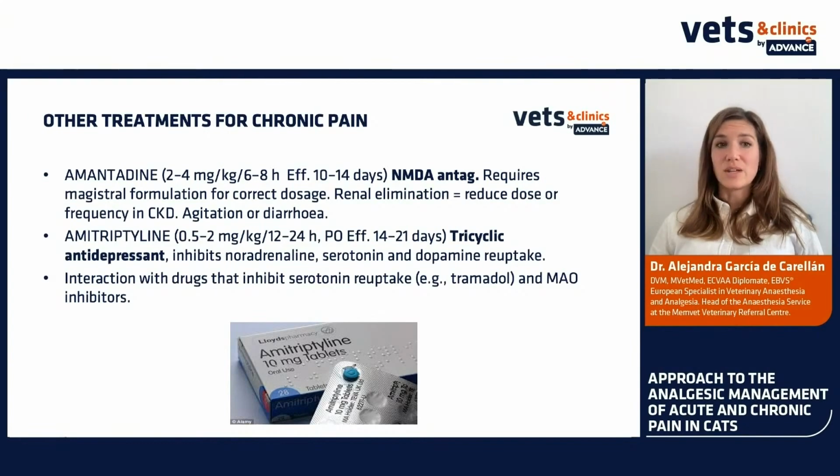Those are other side effects. And then there is amitriptyline, which is a tricyclic antidepressant drug. It also needs at least 2 to 3 weeks of trial to know if this drug is working in your patient. It inhibits noradrenaline, serotonin, and dopamine. You need to be careful if you are giving any other drug that inhibits serotonin reuptake, like Tramadol, for example, to make sure that you are not causing a serotonin syndrome or anything like that.